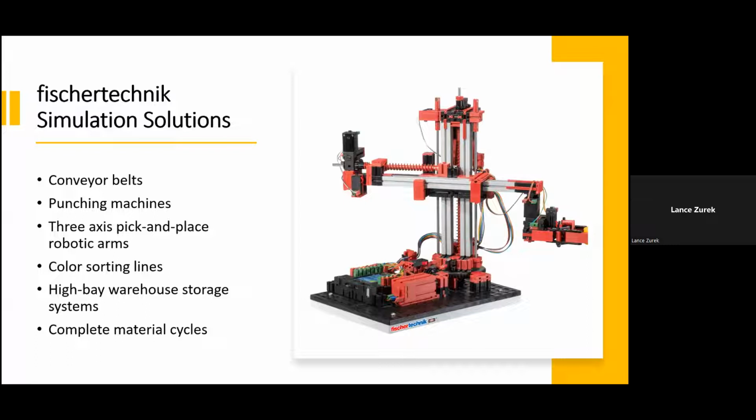Now, besides these individual models which focus on specific automated processes, fischertechnik also offers an integrated factory simulation model. This model consists of 4 individual workstations, a vacuum gripper robot, a high bay storage warehouse, a multi-processing station with an oven, and a sorting line with color detection, joined together as one self-contained material cycle.